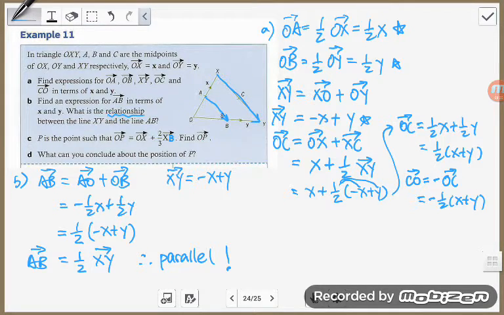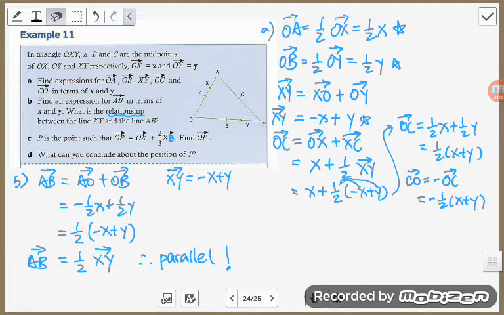Which means my vector AB is the same as my vector XC, right? But the question is not asking us about that, so let's not go there, right? But I hope you guys see that relationship. Alright, so I'm done with B.